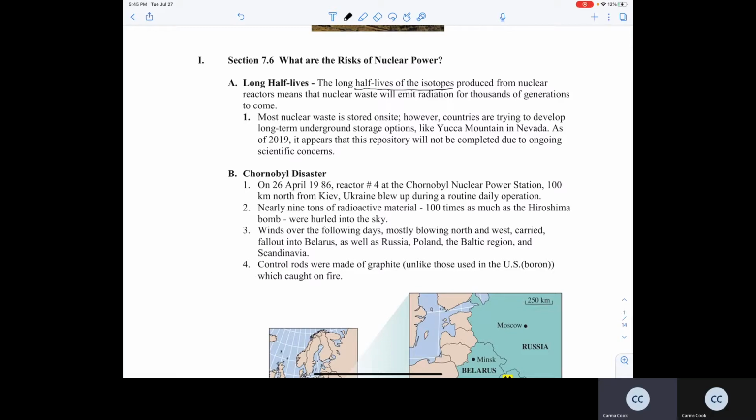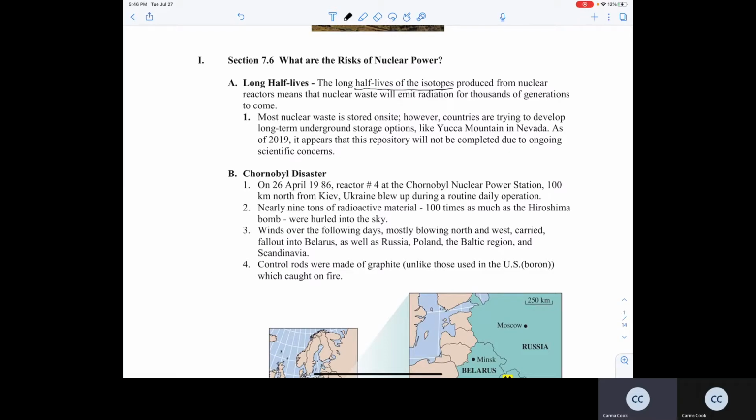A half-life is the amount of time that it takes for half of the original amount of the starting material to decompose. And so if an isotope has a half-life of 1,000 years, that means that it'll take 1,000 years for half of the starting amount of that radioactive isotope to disappear. And so most nuclear power plants have these huge storage tanks where they store the nuclear waste on site. Other countries are trying to develop long-term types of underground storage options.